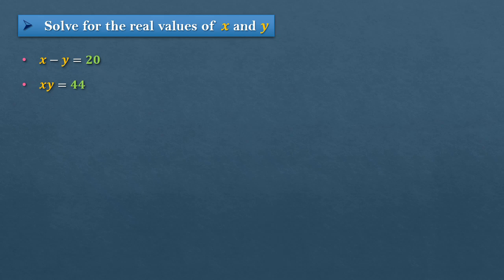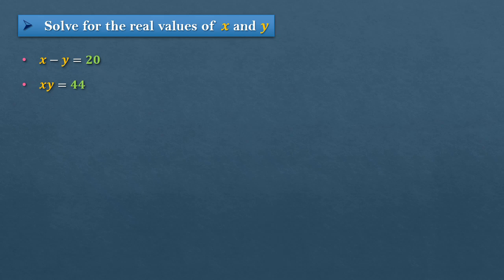Discover how a seemingly simple system of equations hides two surprising real solutions and why solving it reveals the power of substitution and quadratic analysis. In this video, we solve the system of two equations in real numbers: x minus y equals 20 and x multiplied by y equals 44.